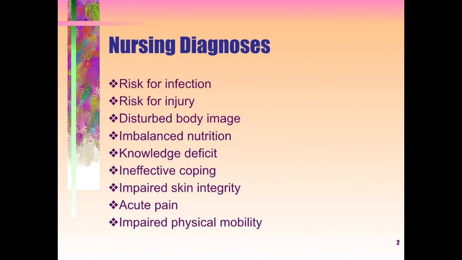These same children have a disturbed body image, and then throw the chemotherapy on top of that, and they're going to lose their hair. Children who have cancer have imbalanced nutrition. Part of it is the illness itself, and the other part of it is the treatment that we're giving them.